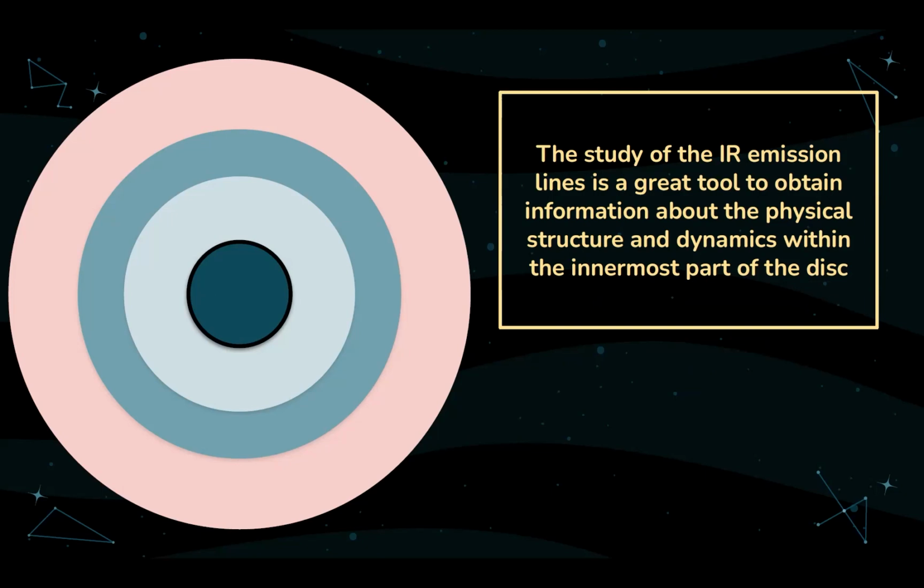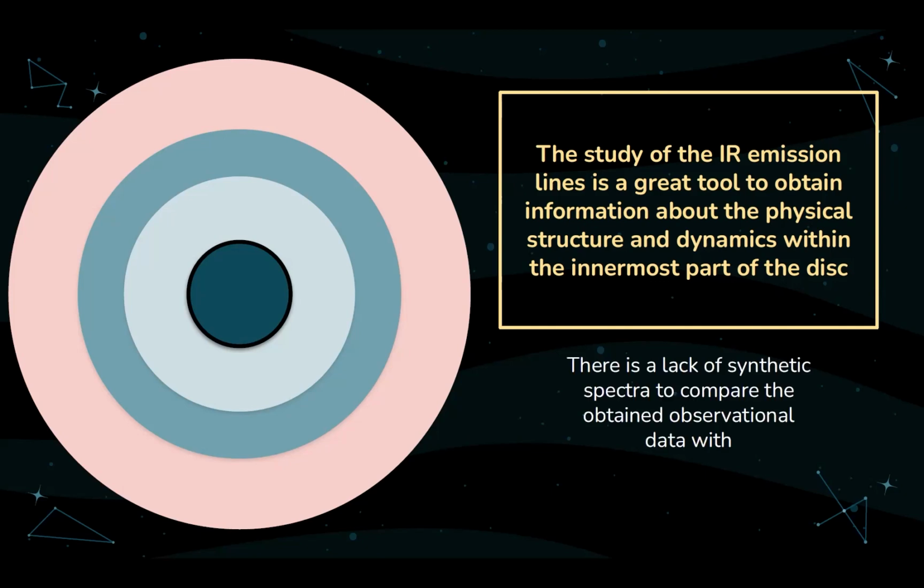This region has started to be analyzed in the last decades, but most of the works focus on a single part of the infrared spectra, or just on one object, or just on one specific line. So there's not a lot of work done in a wider spectral range. That's why we started to do this a few years ago. And there is a lack of synthetic spectra to compare our observational data with. So we are working on that.